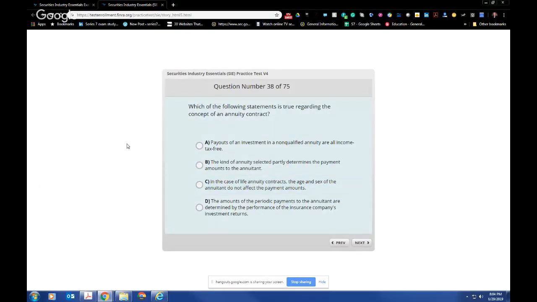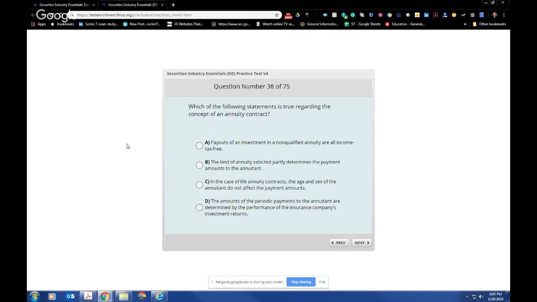Which of the following statements is true regarding the concept of an annuity contract? Okay, I'll probably screw this one up. Payouts of an investment in a non-qualified annuity are all income tax free. Well, that's not true. They're taxed on the growth only, not fully taxed. Okay. And the kind of annuity selected partly determines the payment amount to the annuitant. Okay, we'll come back to that. In the case of a life annuity contract, the age and sex of the annuitant do not affect the payment amounts. The problem is that's actually true, but we're going to come back to that.